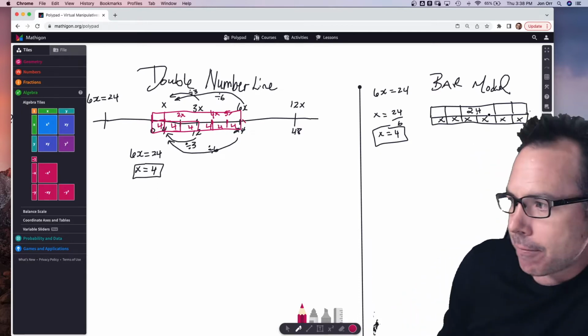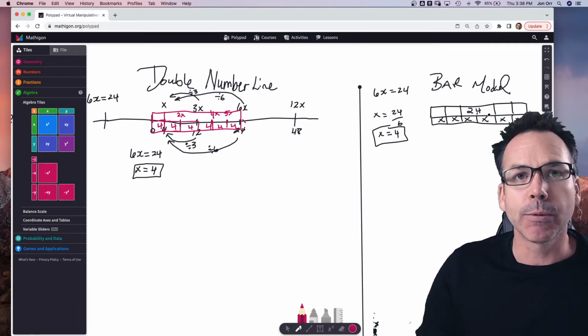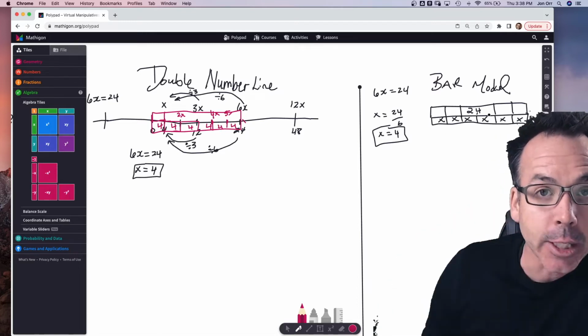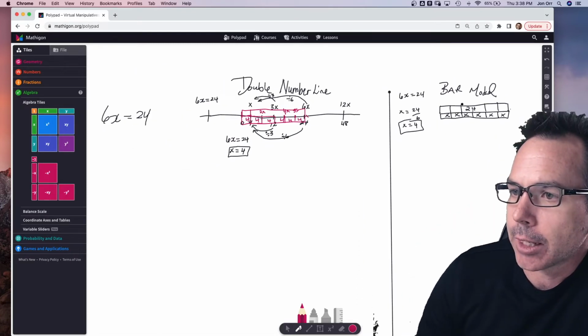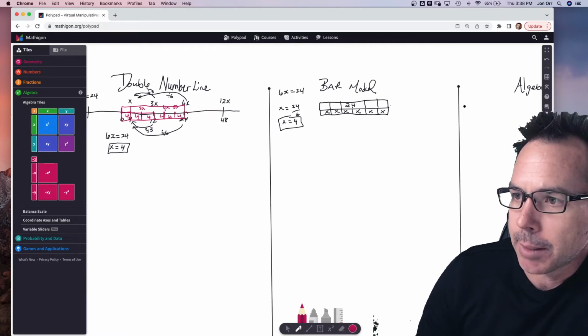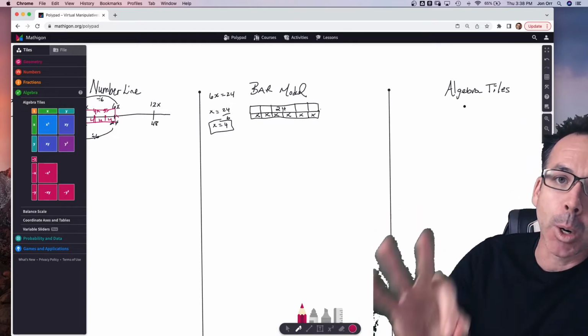My personal preference is to use the double number line because it's been useful in proportions, and it's useful in adding and subtracting integers. We've used it a lot already. So my tendency is to go with the double number line, but the bar model is nice to have a look at too, and I suggest showing both.